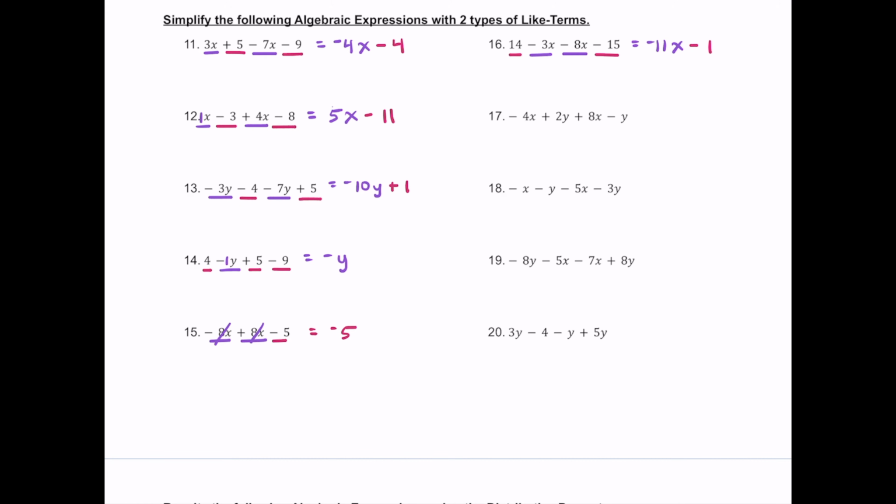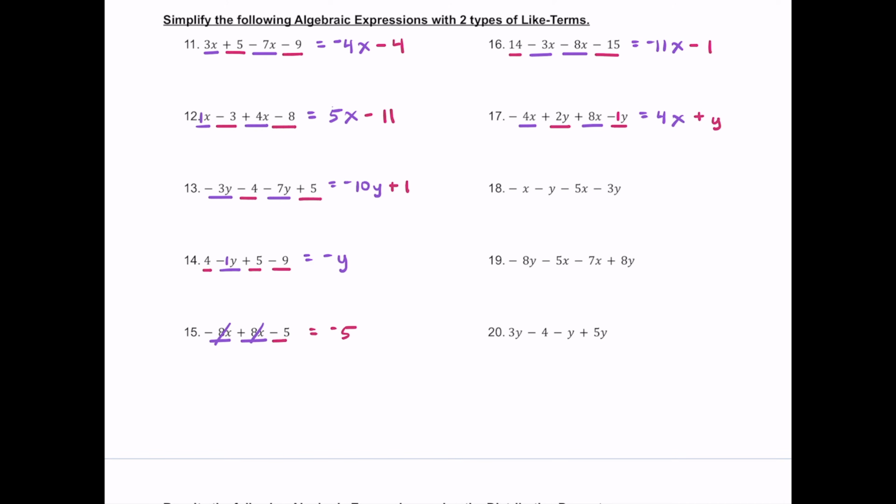For number 17, let's use the x's before the y's because we go alphabetical. Negative 4 plus 8, the same thing as 8 minus 4, and that's going to be 4x. And then if we combine these y terms, 2y take away 1y, so 2 minus 1 is just 1, so it's going to be plus 1y or just y.